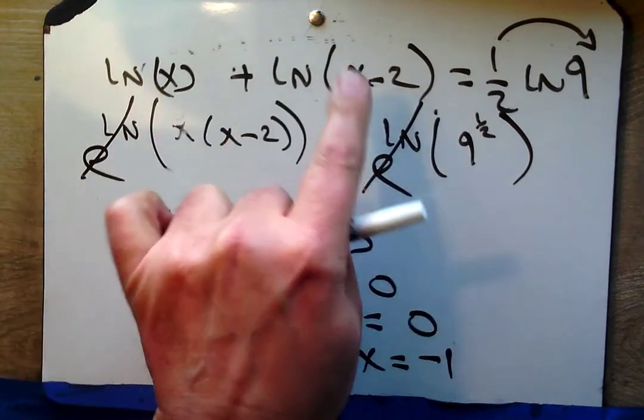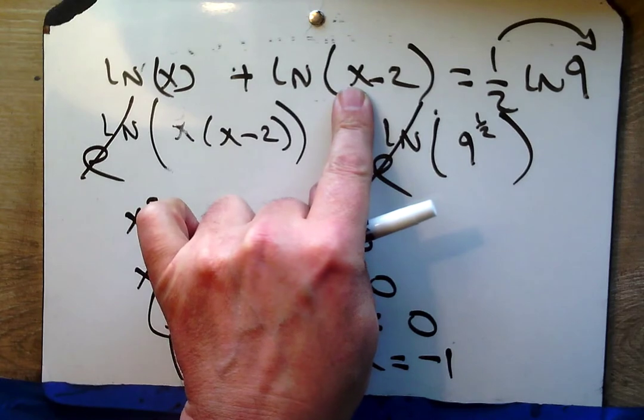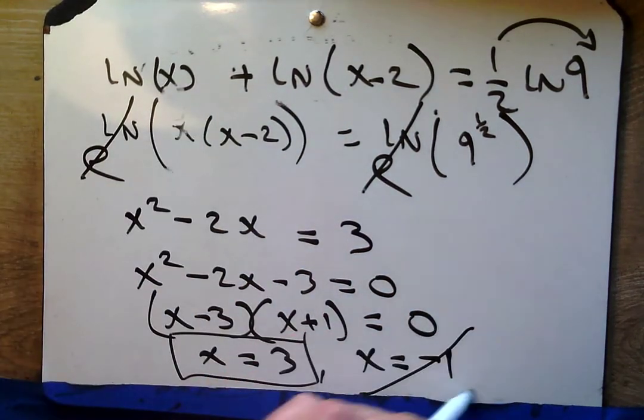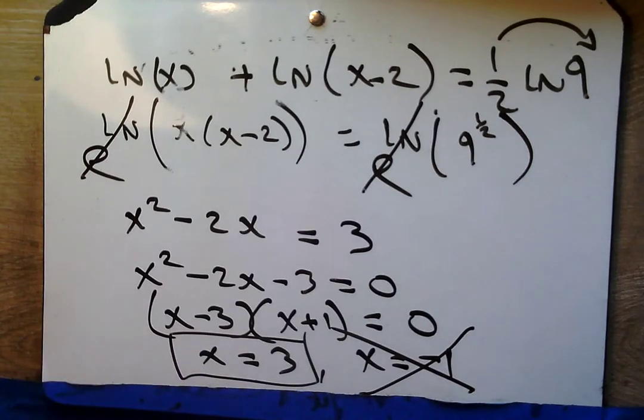And I plug in those negative 1s. I'm going to be taking the ln of negative 3. I'm going to be taking the ln of negative 1. And ln says no, thank you. So there's only one solution to this problem. I can't wait to see what's next.